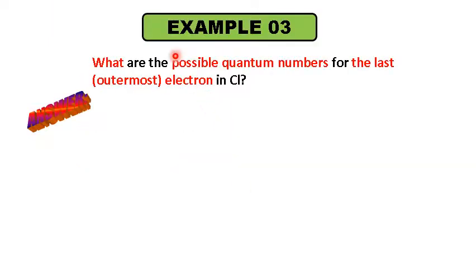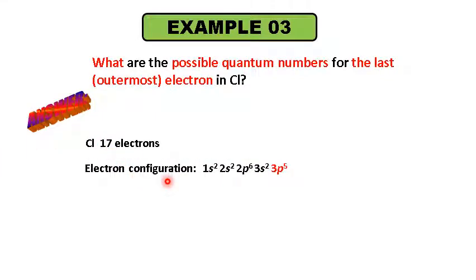So now check the next example. What are the possible quantum numbers for the outermost electron in chlorine? First of all, you must know the proton number of chlorine, 17, so it has 17 electrons. So you have to write down the electronic configuration: 1s2, 2s2, 2p6, 3s2, 3p5, so 17. The outermost means the 3p5. And then the possible quantum numbers for 3p5.